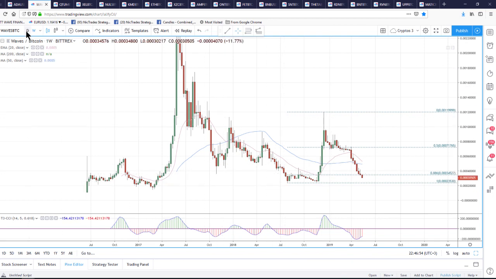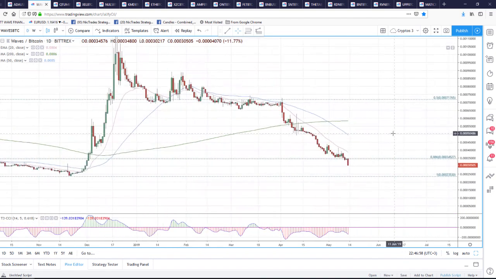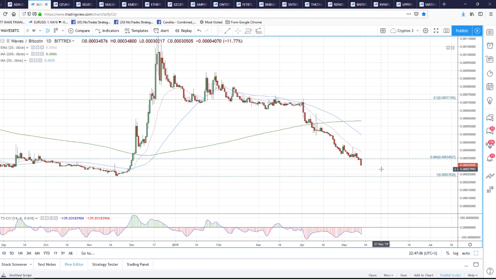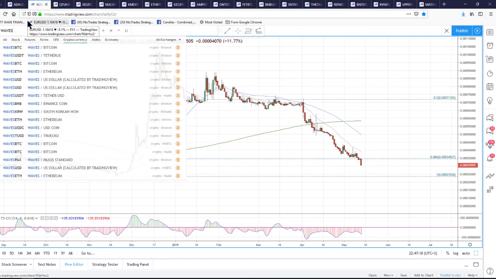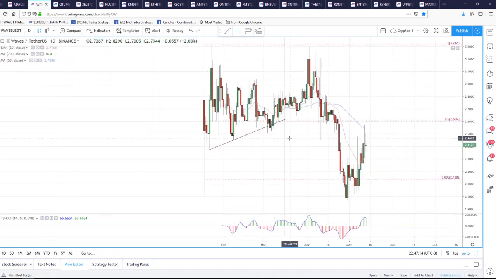Damn, that was quite a good level. So we'd spent, you know, when you spend a week sitting on top of a level, you think, oh, we've got a good chance that we're going to break higher instead of lower. But in this one today, this move in Bitcoin has literally killed stuff. So Waves dollar, let's see if we've got any more hope in that one, or Waves Tether.